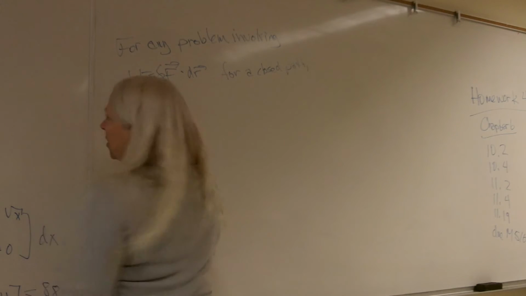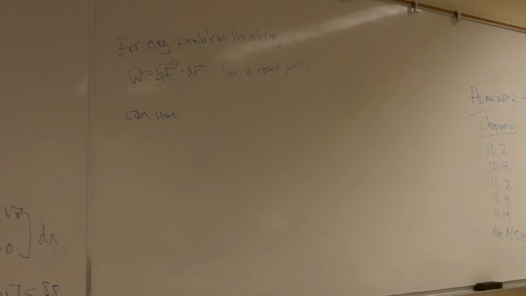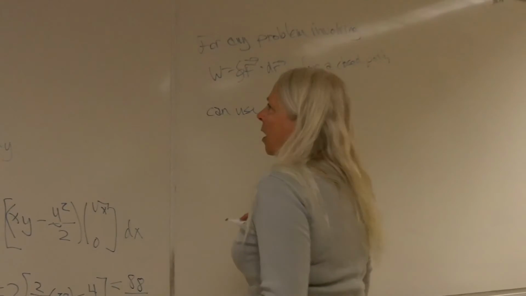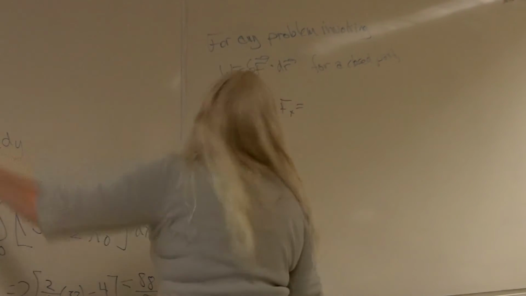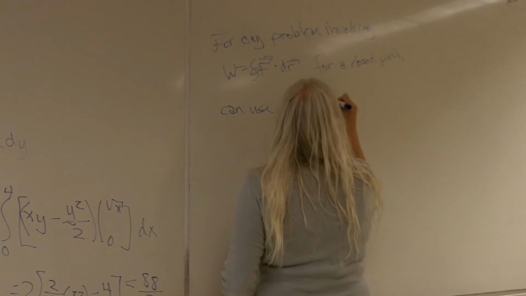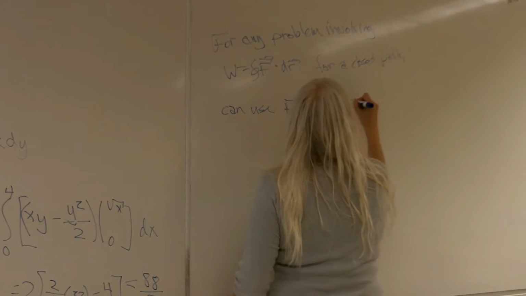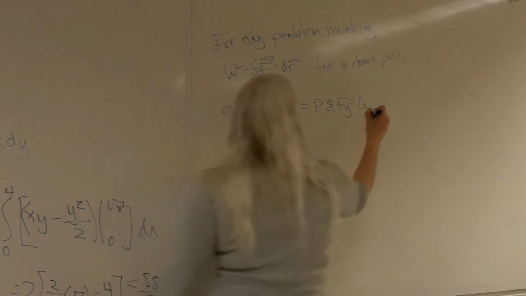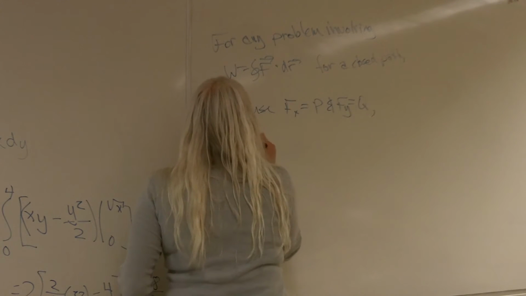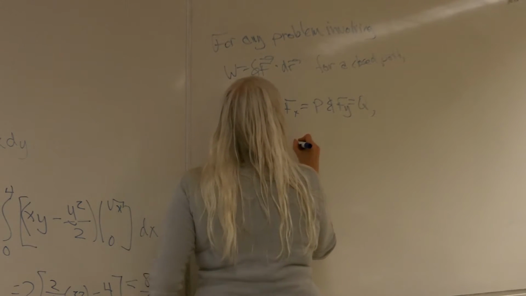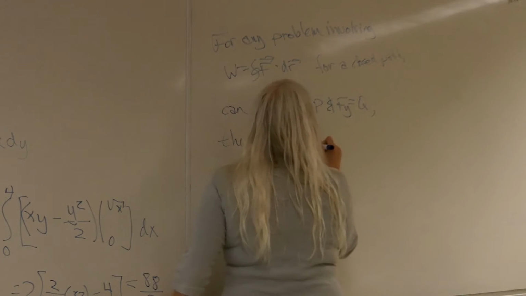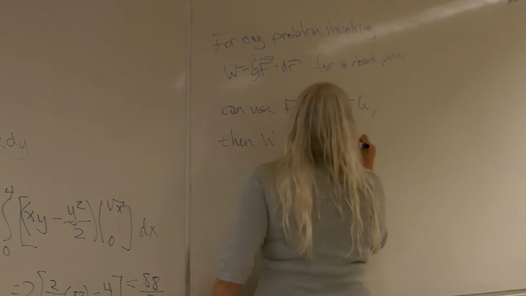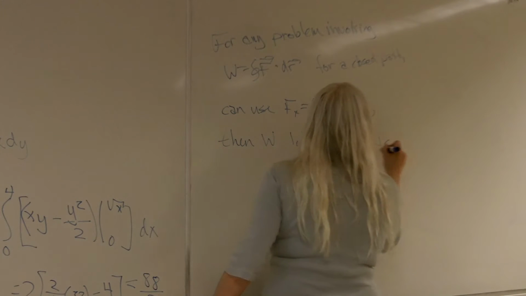We could have used the same kind of thing we did for method 1 here. In other words, f of x could be used as p and f of y as q. Then the integral for the work looks like the right-hand side of Green's theorem.